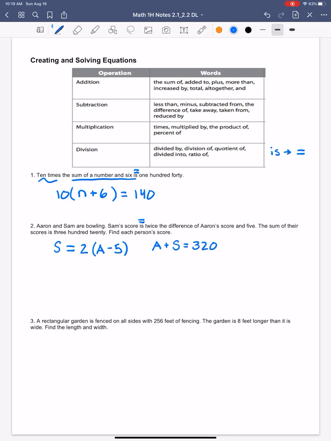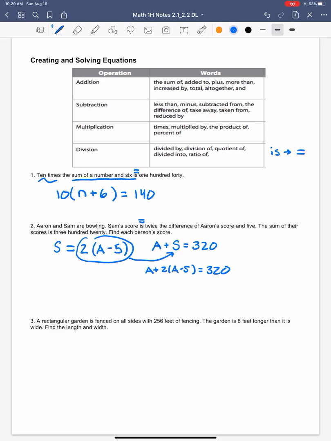320. And then we can go ahead and use some substitution, which we're going to get into a little bit more in depth in later lessons. But right now, notice I know that S over here equals this piece. So I'm going to substitute in this whole thing where S is, because that's what S equals. So we end up with this. I'm going to drop down the A plus, instead of S, well, I know S equals 2A minus 5, equals 320.